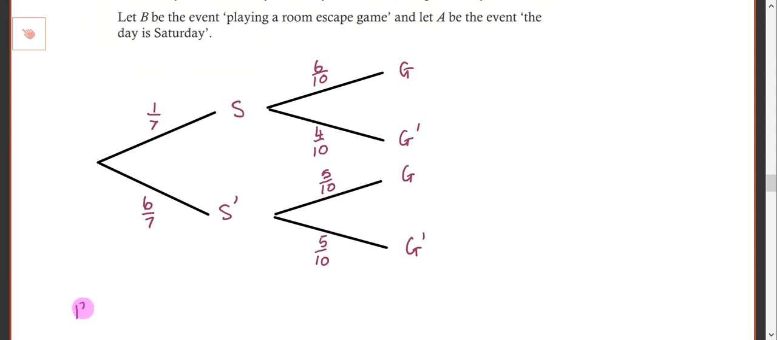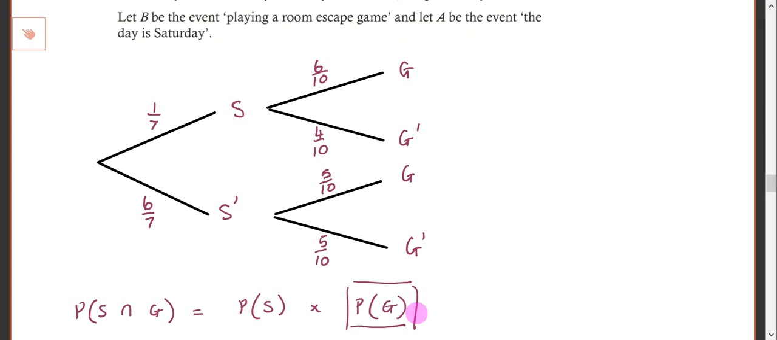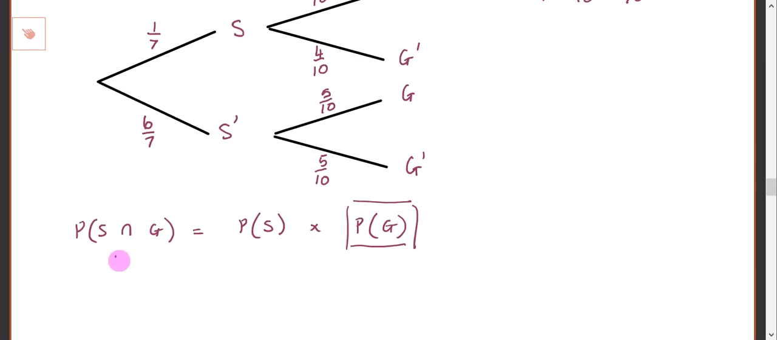But let's have a look at theorem 2, because it's got a bit more into it. So theorem 2 states that the probability of S and G should equal the probability of S multiplied by the probability of G, this one being the common mistake area. So we need to do the probability of this, let's calculate, well, that's that root, yeah? So the probability of S and G equals 1/7 multiplied by 6/10 is 6/70. Right. So the probability of that is 6/70. The probability of S is 1/7.